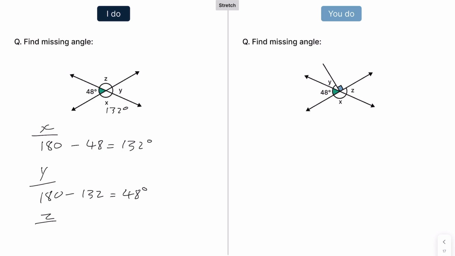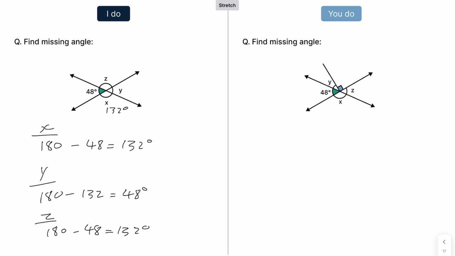And finally, Z. So you can find out X using either line, Z using either line, but I'll use this one here. So we know Y, we just found Y to be 48. So this must be 180, take away 48 to get Z. So if I do 180, take away 48, it's 132 degrees.